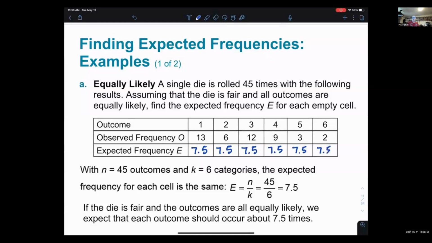On an individual trial, of course, I can't have any of these numbers be 7.5, because I can't roll a 6 7.5 times. But I would think that that's the average. Sometimes you get 8, sometimes you get 7. It would average out to 7.5, but then in general, you'll be close to what's expected.